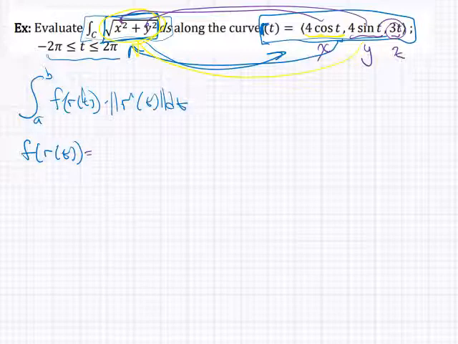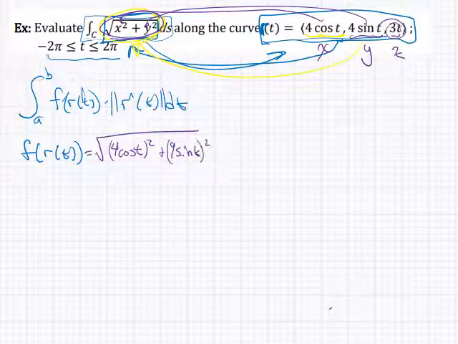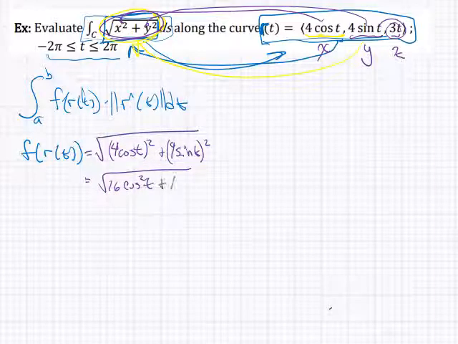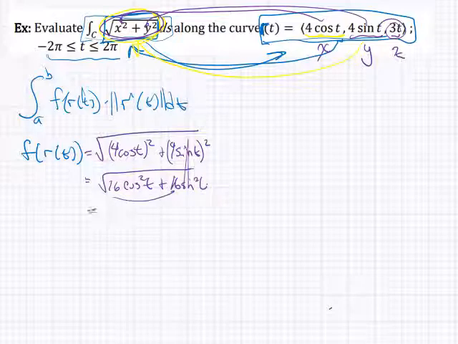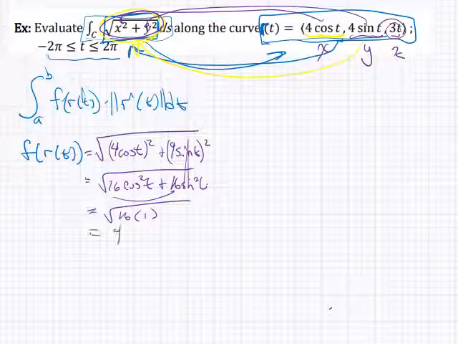So f of r of t, if this is f, would be the square root of 4 cosine t squared plus 4 sine t squared, in which we're going to get the square root of 16 cosine squared t plus 16 sine squared t. Pull out the 16, you get square root of 16 times cosine squared plus sine squared is 1, so you're going to get 4. So f of r of t is 4.